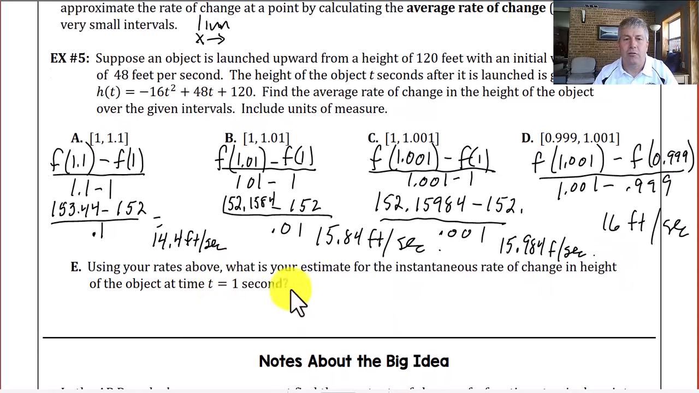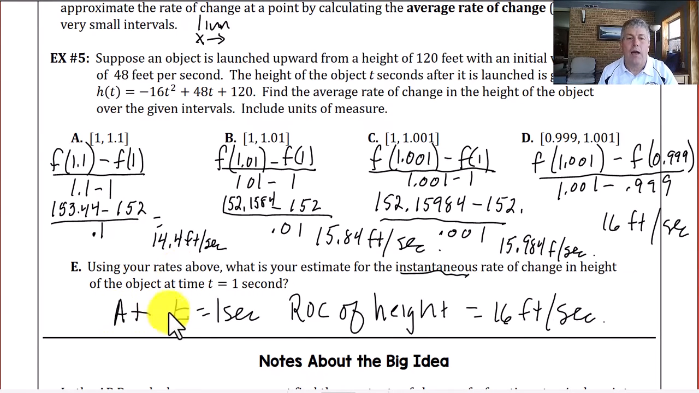So using your rates from above, what is your estimate for the instantaneous rate of change? That would be at t equals 1 second. So at time equals 1 second, we can anticipate the rate of change of the height at that very second is 16 feet per second.